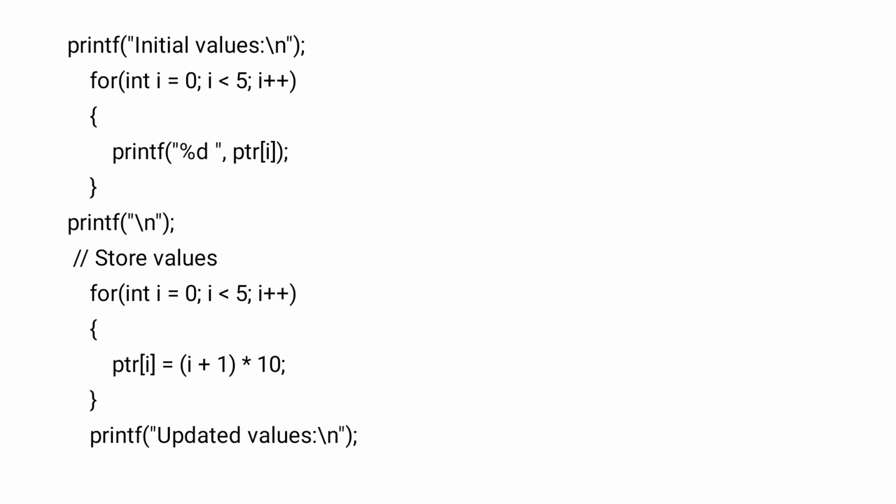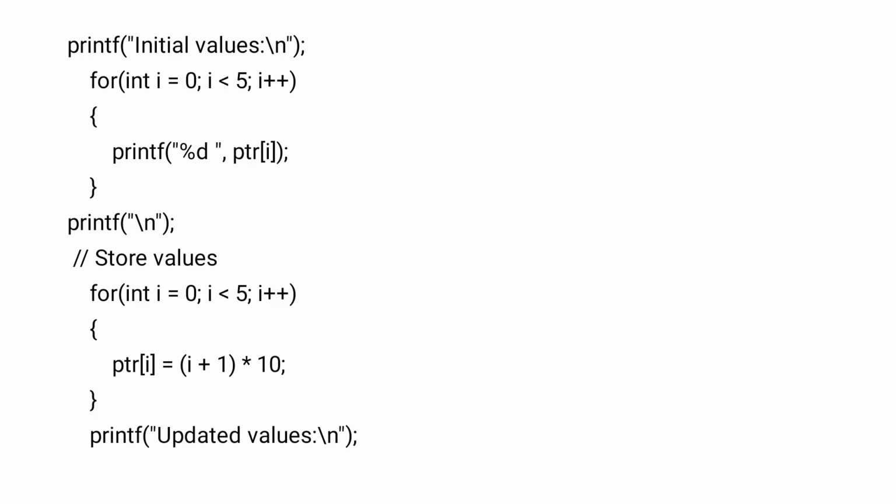So printf, here we are printing our initial values of the memory locations. We already know that if we are using calloc, each location is initialized with 0. That is what we are printing. So I want to display the initial values, so printf initial values in a new line, and next it goes to a new line.